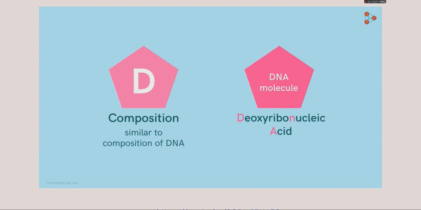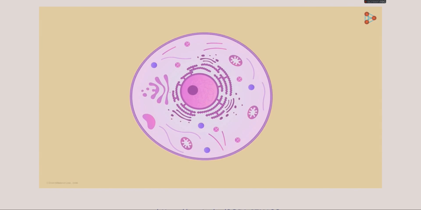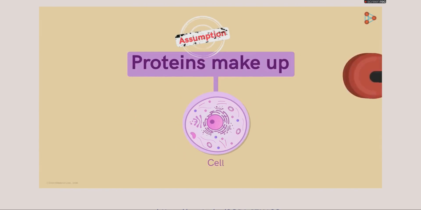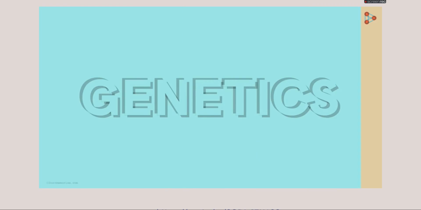Deoxyribonucleic acid, abbreviated as DNA, was known to people by this time, but it was not given much importance. Nobody assumed that it could be such a vital part of the cell. In fact, people thought that proteins made up the cells. And it was also believed that proteins make up the genetic material. So this experiment was a huge breakthrough in genetics.